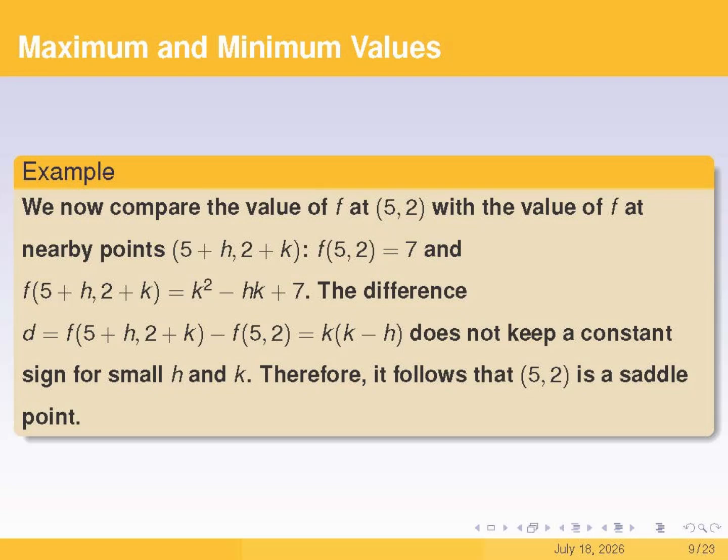As long as h and k are small, this expression k times (k minus h) can actually be positive or it can be negative depending on your choices. This proves that the function f does not hit a local extremum at (5, 2). Instead, this means that the point (5, 2) is a saddle point.